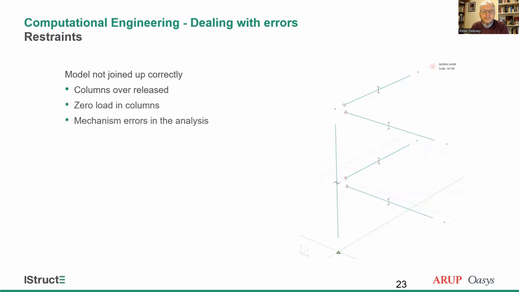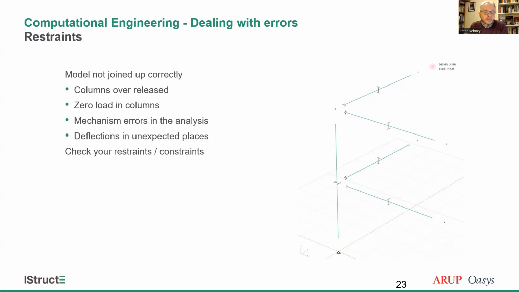Likewise, restraints. Again, model not joined up or connected properly. Columns can be over-released. So in this example here, I've shown some steel beams framing into a column. Beams got pin ends. The column's got pin support. That column is actually torsionally unrestrained. It has zero stiffness about its axis. That could well cause an error in the analysis. The fix, you put a ZZ degree restraint onto the column.